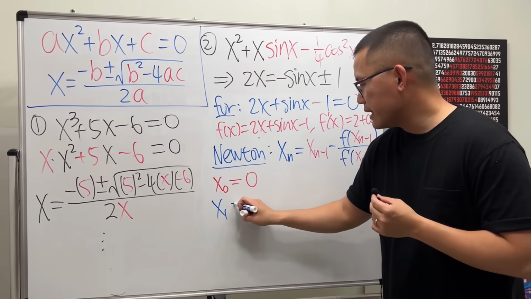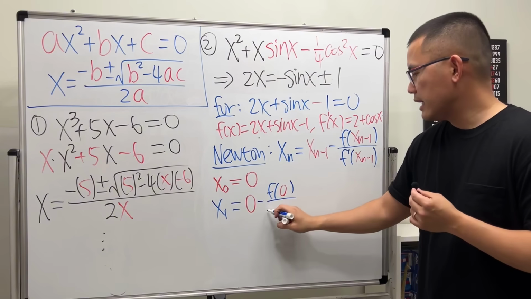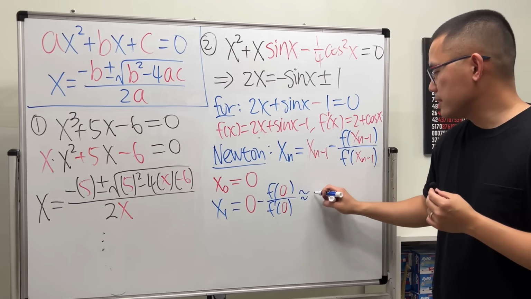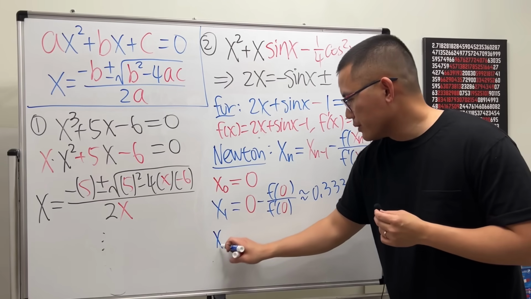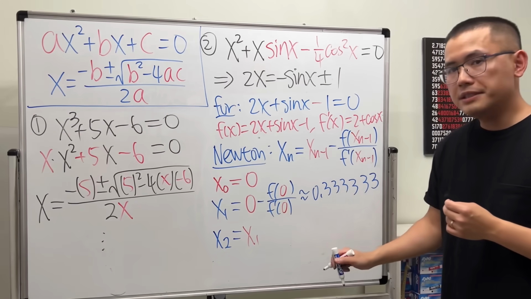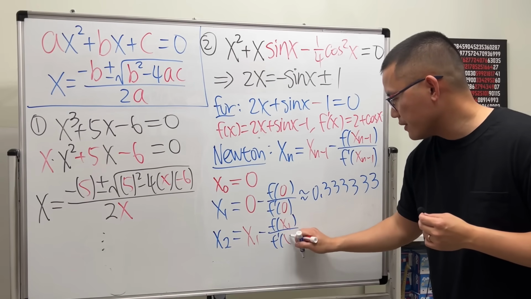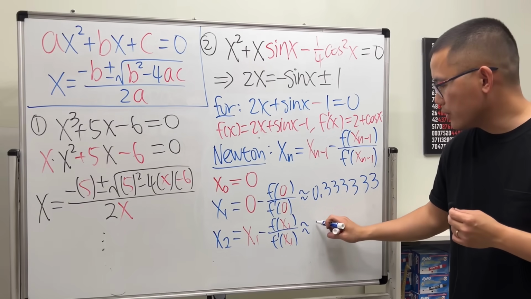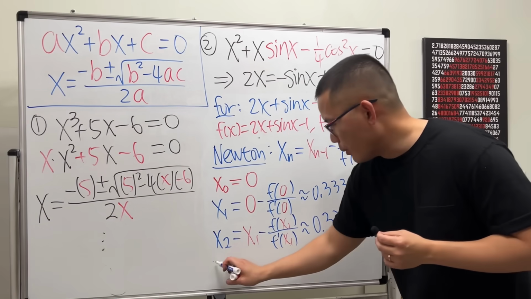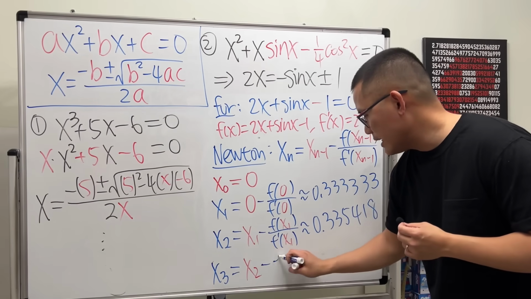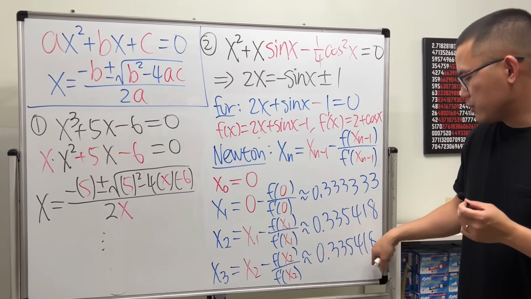After that, x1 equals, put 0 into here, minus the value of the function is 0, and then divided by the derivative there. And I'll tell you this is about 0.333, it's 1/3, but I will still write it as a decimal, like this. And now for x2, this right here is just equal to whatever the x1 is, and then we plug in x1 into the function, and then divided by its derivative. Right, so just work that out. I'll tell you this is 0.335418. And let's just do it one more time. x3 equals x2 minus f of x2 over f prime of x2. We pretty much are done, because if you do it again, they don't change.